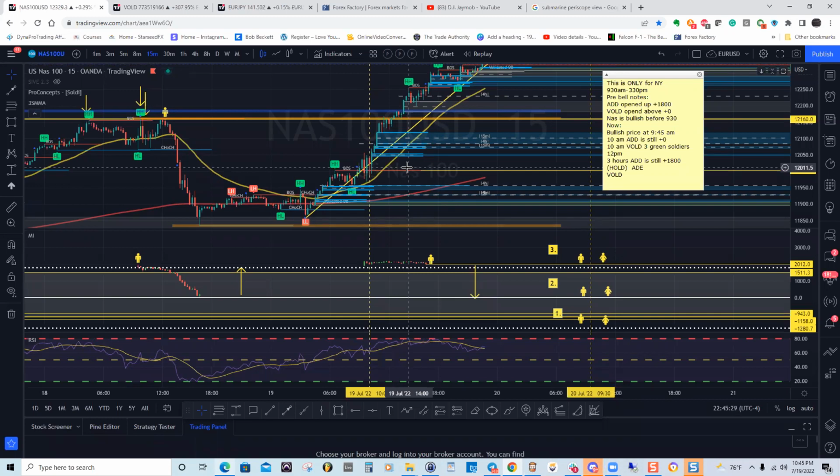So this is how I use VOLD and ADD to crush NAS. If you use this and you master it, you'll win against NAS. I can't guarantee you're going to win all the time, because you don't win all the time, but you'll win a large majority of the time.